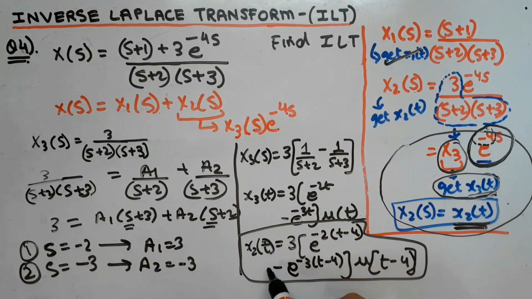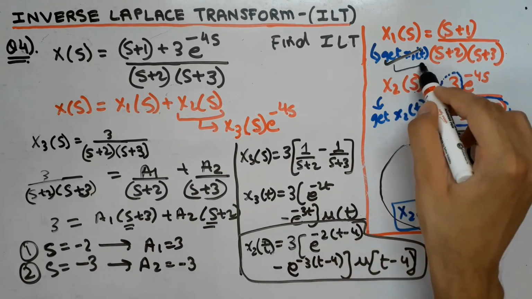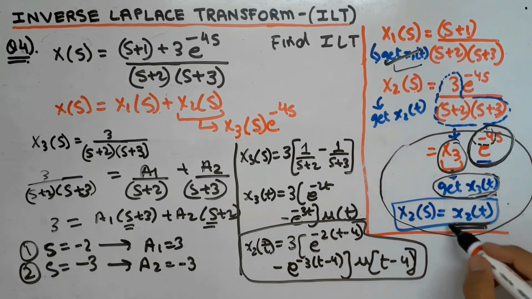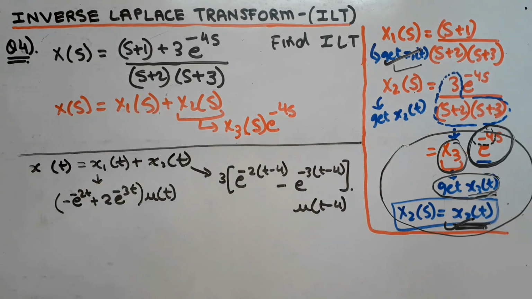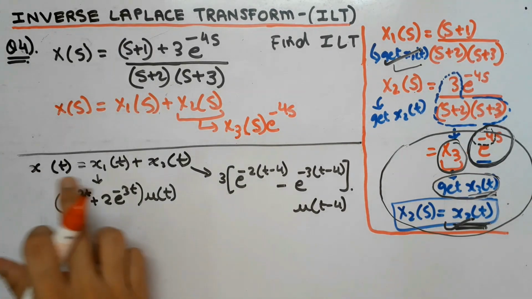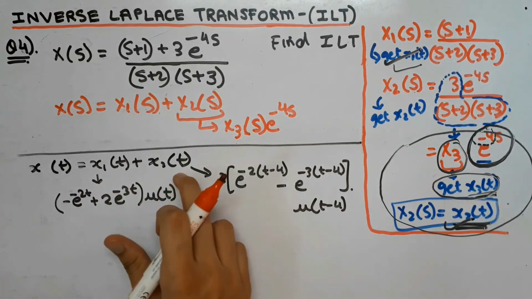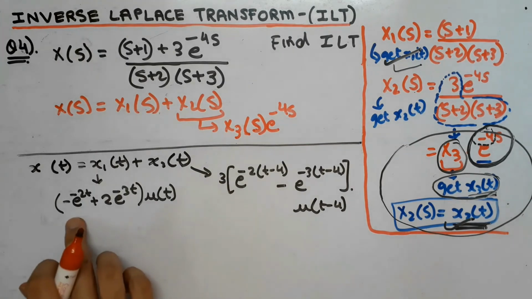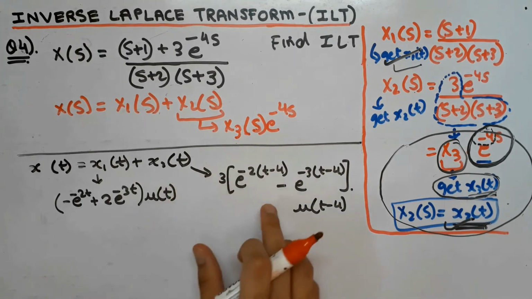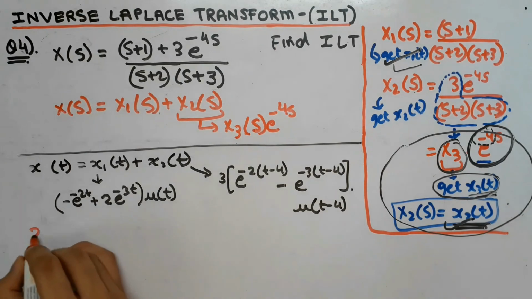Now what we have to do is we have to simply add x1(t) that we found out earlier to x2(t), and then we will get the value of x(t) that we wanted to find out. Now we are going to find the value of x(t). That is, we will add x1(t) and x2(t). Previously we had found out that x1(t) is equal to this and x2(t) is equal to this. Now we are going to write the equivalent.